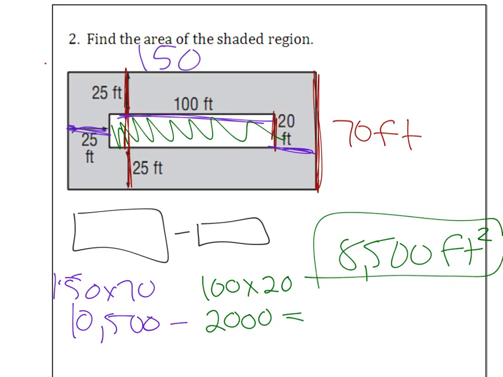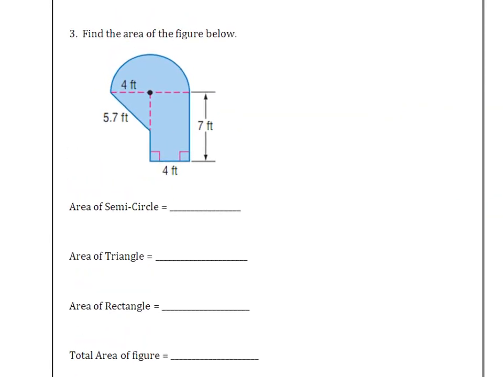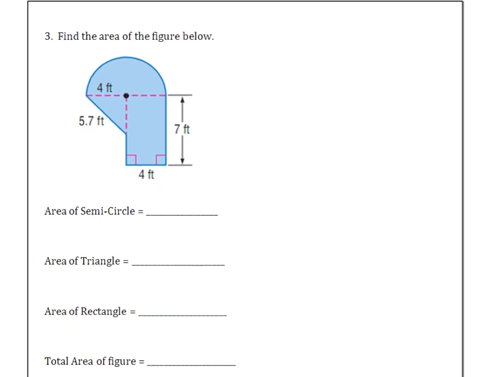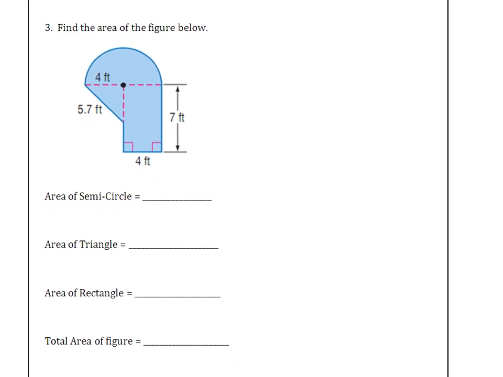The first one, I tried to just break it up and subtract a piece. The second one, I took the big minus the little. So here you'll see we've got a whole bunch of different pieces. We've got a rectangle, a triangle, and we've also got half of a circle. If I look at the area of the semicircle first, that acts like a radius right there. So I've got a circle with a radius of 4.